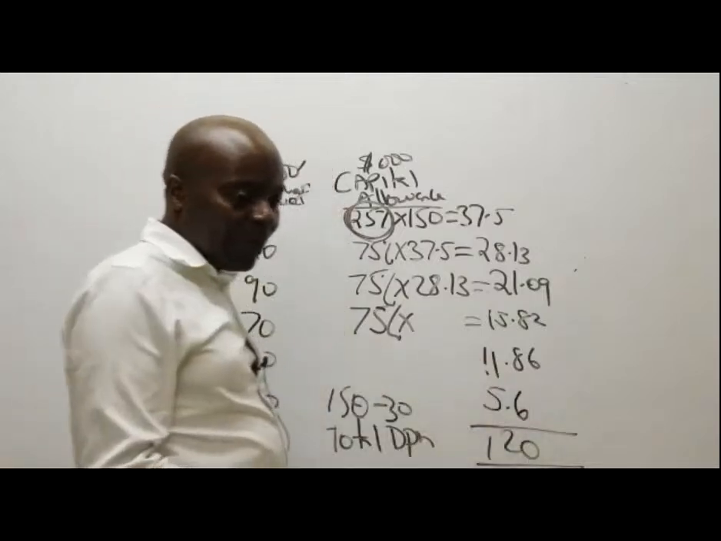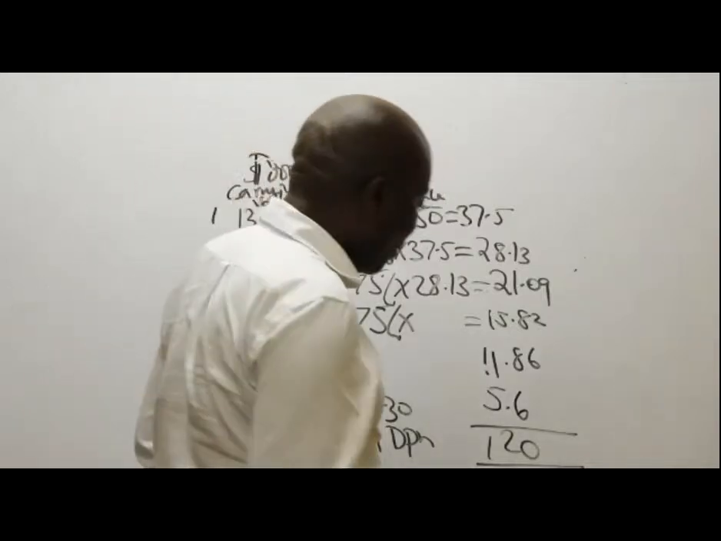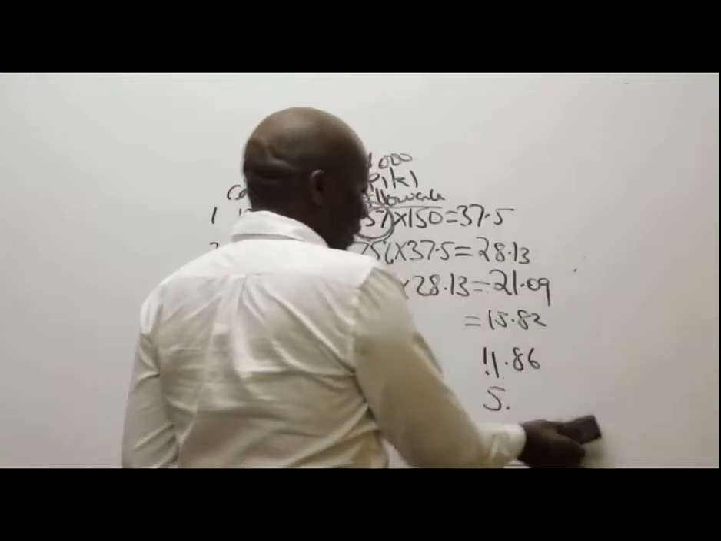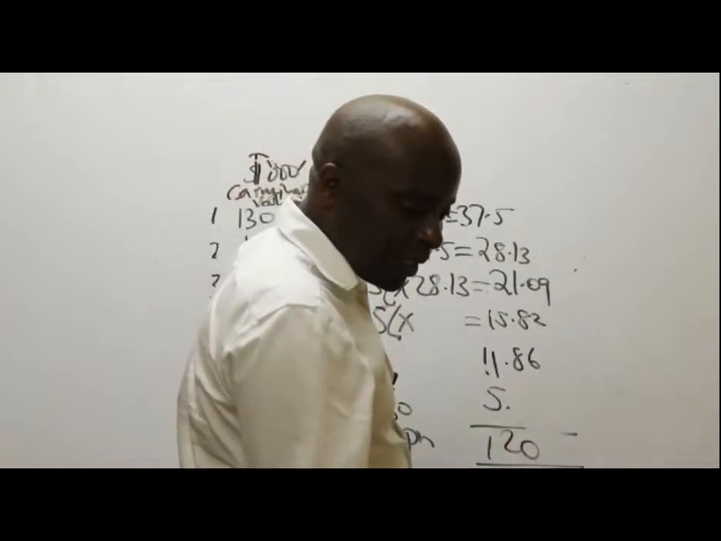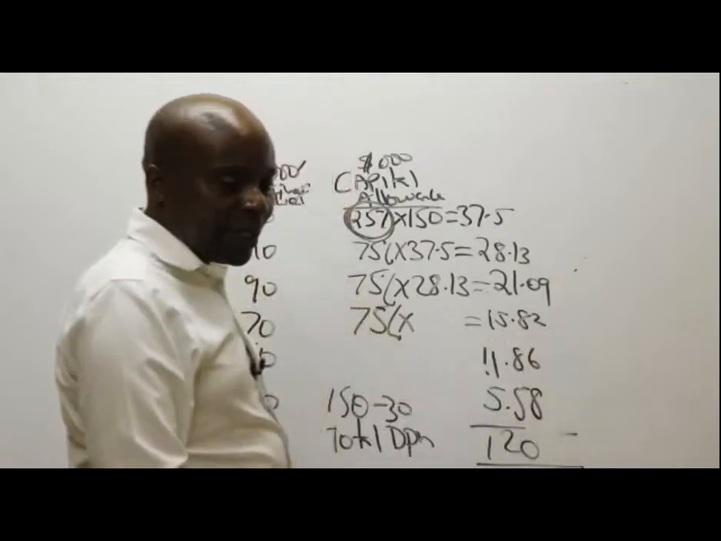So somebody is giving me a figure of 5.58. Somebody is saying that my net is low.